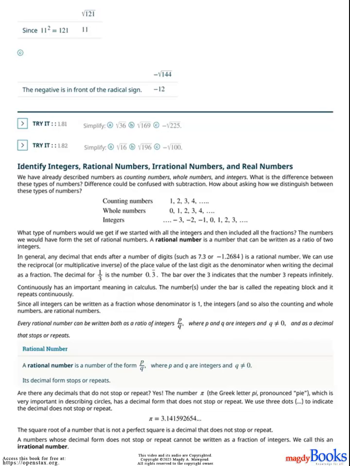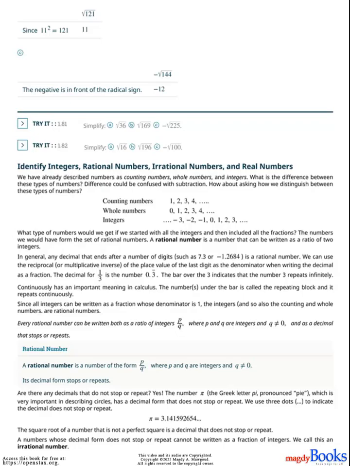The decimal for 1/3 is the number 0.3 with a bar over it. The bar over the 3 indicates that the number 3 repeats infinitely, continuously, which has an important meaning in calculus. The numbers under the bar are called the repeating block, and it repeats continuously.